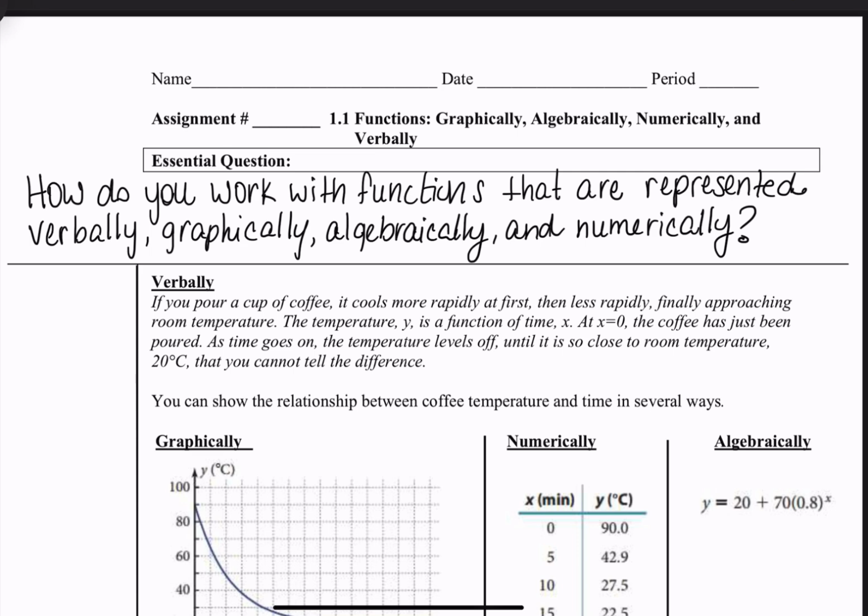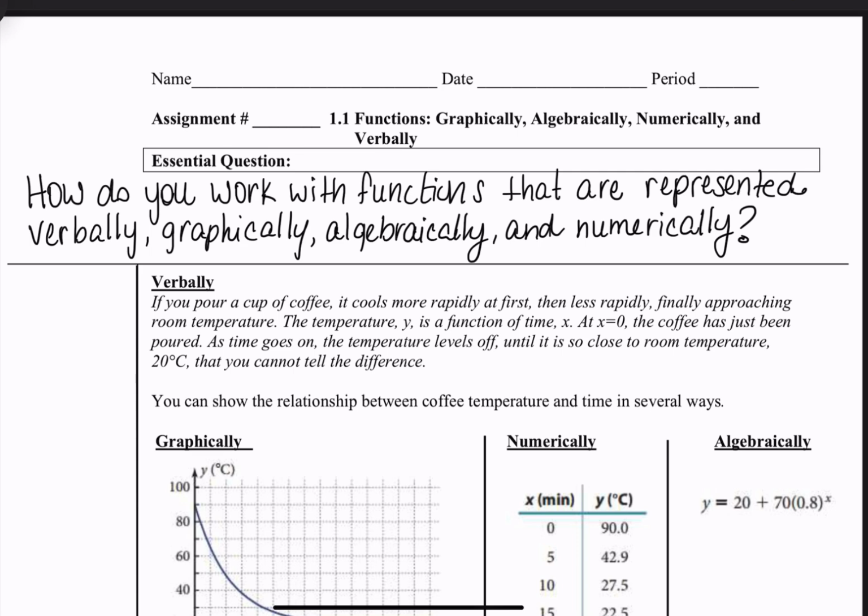1.1, our first lesson in pre-calculus, is about functions. We're going to do a nice review of functions. And your essential question is, how do you work with functions that are represented verbally, graphically, algebraically, and numerically? You have seen functions in all of these representations. There's really nothing new here, just a nice review.